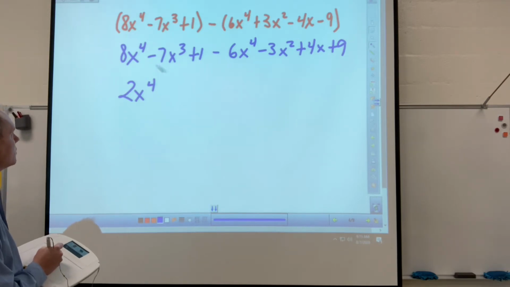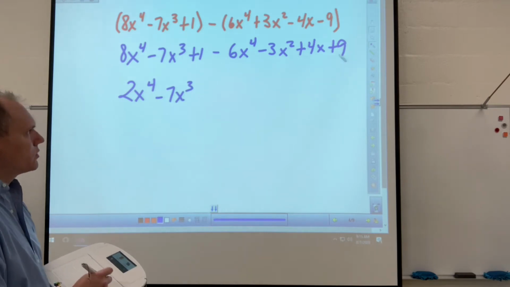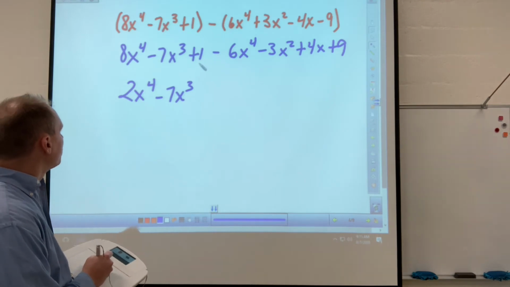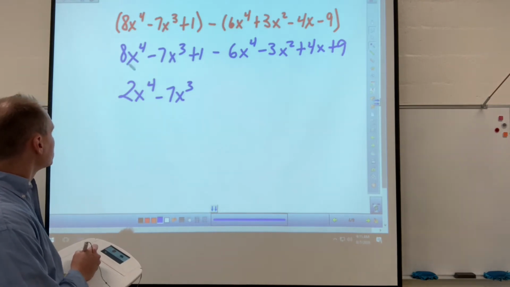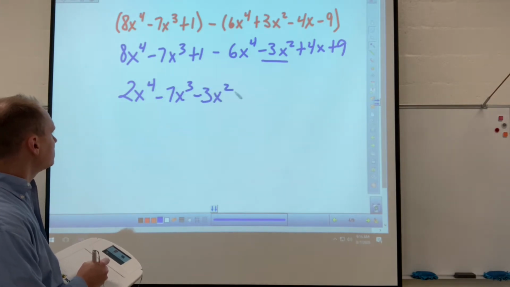Cubes. I only have one cube, so it's going to be negative 7x cubed. It didn't have one over here to add or subtract with. And then, let's see, do I have any squares? Okay, I've got one squared term, so it's going to be minus 3x squared.